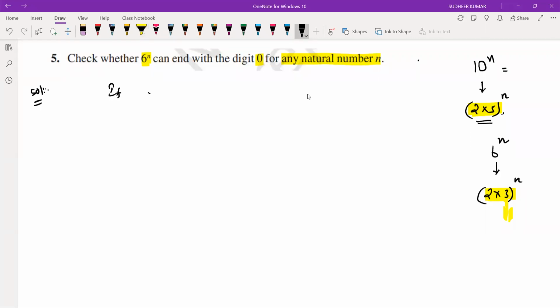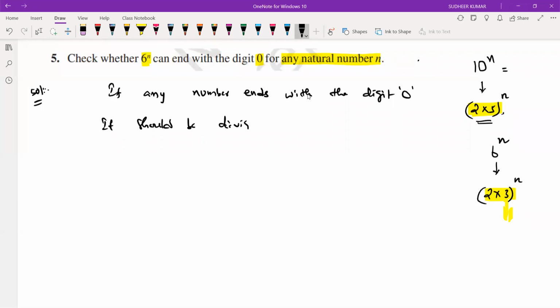So here write: if a number ends with the digit 0, it should be divisible by 10. Even 5 also, but not for all natural numbers.